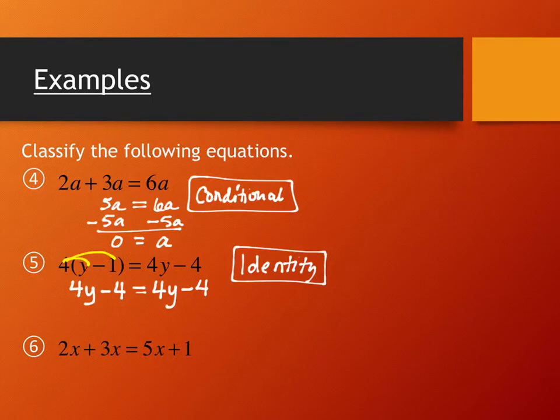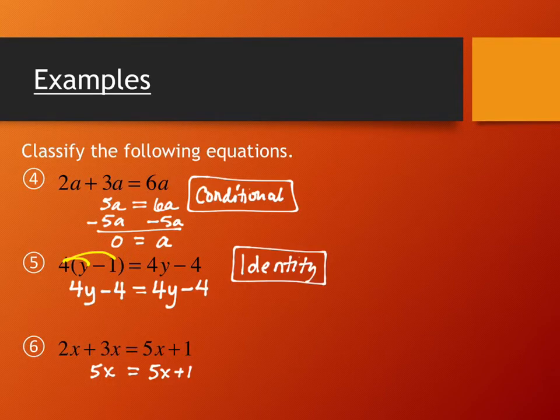are identically equal. Number 6. Much like the first one, I have 2a and 3a. Now I have 2x and 3x, so I have 5x equals 5x plus 1. So you might be able to stop right here and recognize this is not going to work. But you might need one more step before you do.